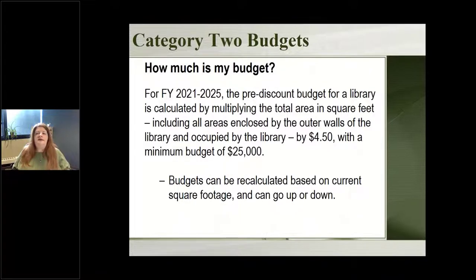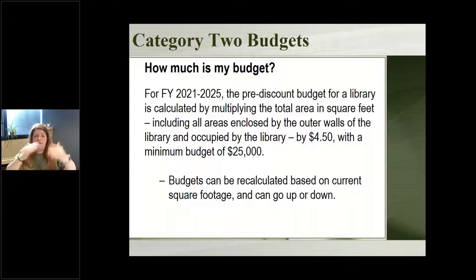Now, how is this actually calculated? What amount of money are we talking about here? For the current five-year period we're in, for libraries, it is calculated by looking at the total square feet of your library building, how big your space is. You may have this on blueprints. It is reported on your public library survey, so you can look there. Whatever number you put there is the square feet of your building.